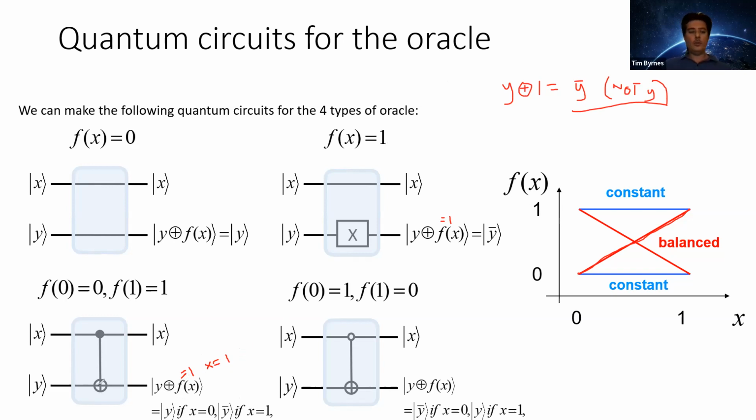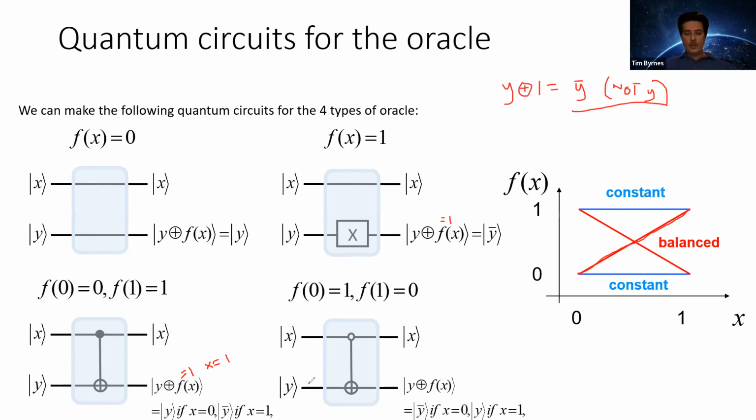So this is exactly what the C naught does, if you remember. C naught basically flips the second qubit if x is 1 and does nothing if x is equal to 0. So this is exactly how to implement this particular circuit.